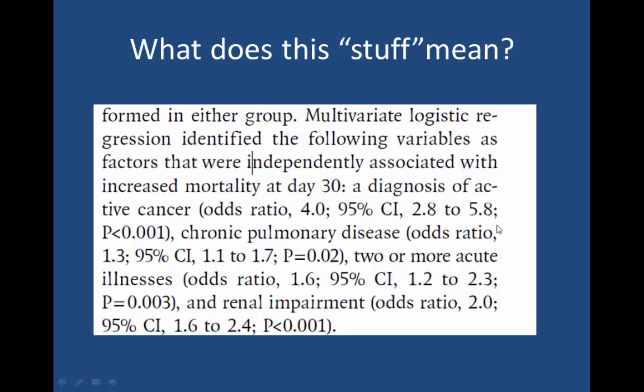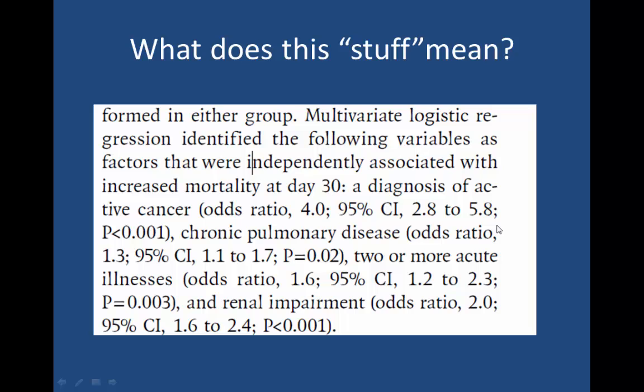What if I come to this one? What if I had 2 or more acute illnesses? I look at this odds ratio, I look at the confidence interval range, I know the p-value is going to be statistically significant. How about renal impairment? Okay, I look at those. Do you see these look like they're fairly narrow confidence intervals? Would you agree? This one's probably the widest one.